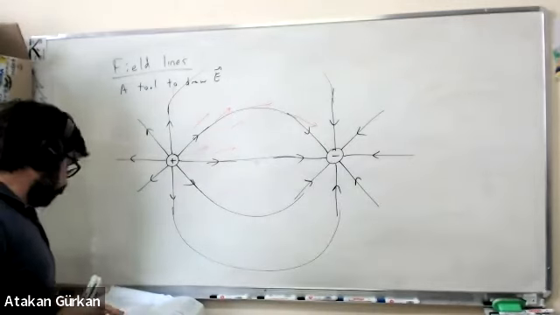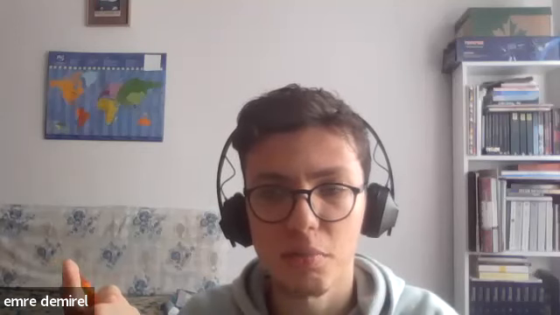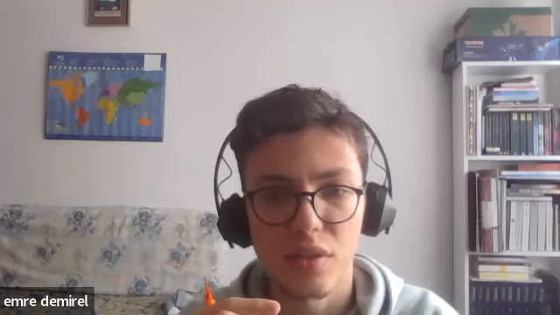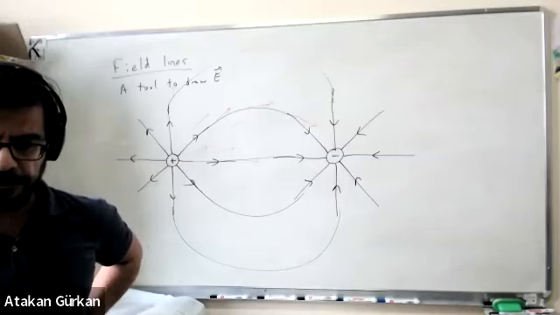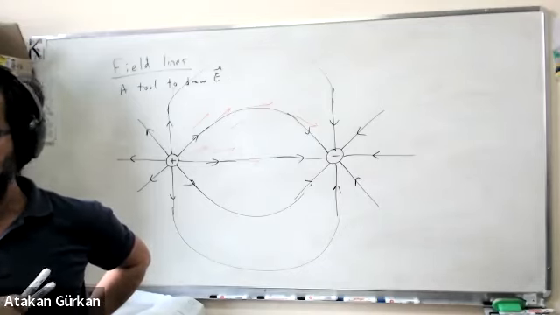Now the second property. Can I ask a question? Yeah, go ahead. The electric field lines have a direction, and again, it's because of our definition, right? There is not really a direction. There is a direction, but it is because of our definition. So it is because of our definition, but this doesn't mean that there is no direction.